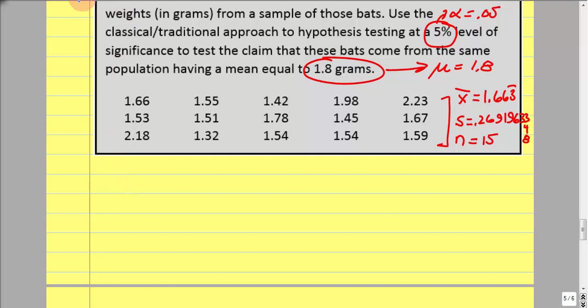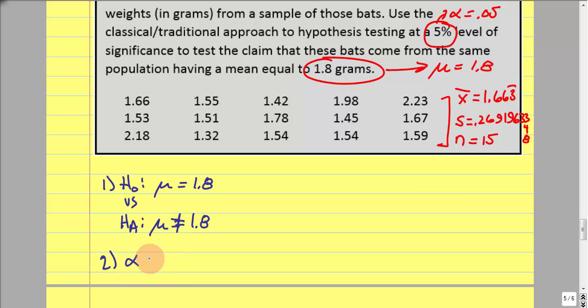So the first thing we're going to do is state H0 and HA. So we know mu equals 1.8 is what we're trying to test. And then our alternative, because we're trying to see if it actually comes from a distribution with a mean of 1.8, would be not equal to. So it could be greater than or less than. Step 2 is our level of significance, and that was really the only number that we were given outright. The rest we had to calculate.